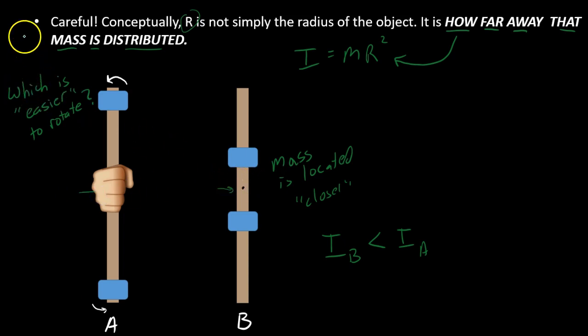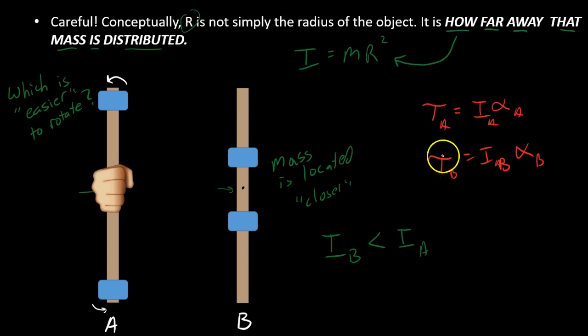So going to my question, which is easier to rotate? Well, if you think of the difficulty to rotate, maybe you're thinking, how much torque do I have to apply? Well, that's based on I times alpha. Well, in B, I have a smaller amount of rotational inertia. So if I apply the same torque, so tau A and tau B equals I, here's IA, here's IB, here's alpha A, here's alpha B.